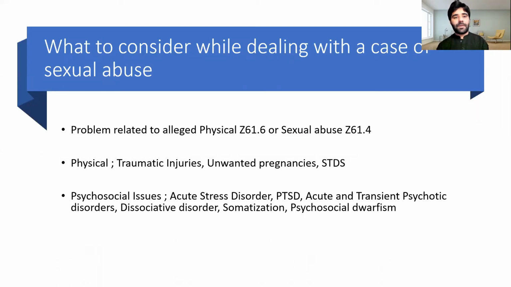When we are dealing with a case of child abuse, we have to deal with certain things, like problems related to alleged physical or sexual abuse. In that case, we have to record the physical issues, which may be in the form of traumatic injury, unwanted pregnancies, and sexually transmitted disease, and psychosocial issues like acute stress, PTSD, acute and transient psychotic disorder, dissociative disorder, somatization, and psychosocial dwarfism.